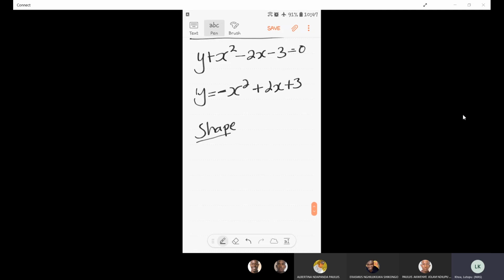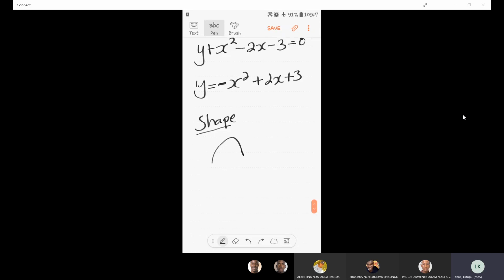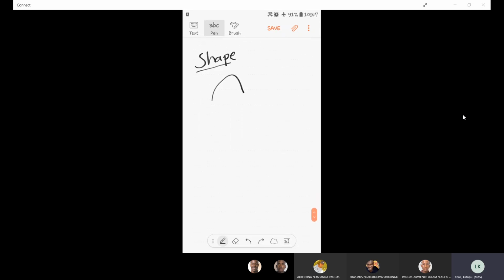So I look at the coefficient of x squared, that is negative 1. Negative 1 is less than 0, so my parabola will open downwards. Okay, now that I know how it opens, I need to work out the maximum turning point, because if it opens downwards, then there's a point right there at the top of the parabola, which is the maximum.